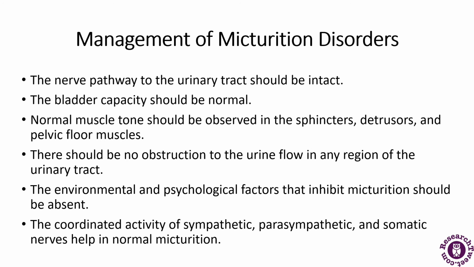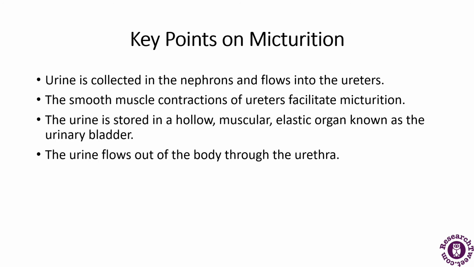Now this was all about the disorders in the micturition process. These are some of the key points we have discussed. Urine is collected in the nephrons and flows into the ureter. There is a smooth muscle contraction of the ureters which facilitates micturition. The urine is stored in a hollow, balloon-shaped, muscular, elastic organ known as the urinary bladder, and the urine flows out of the body through the urethra. These are the important key points that we have discussed.